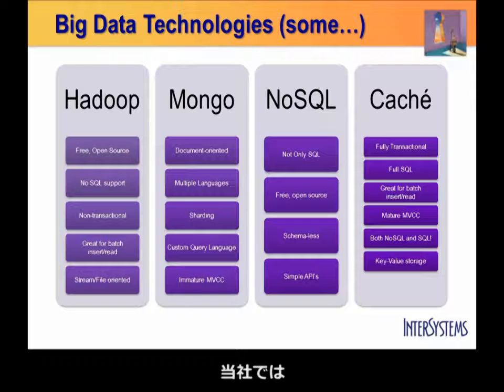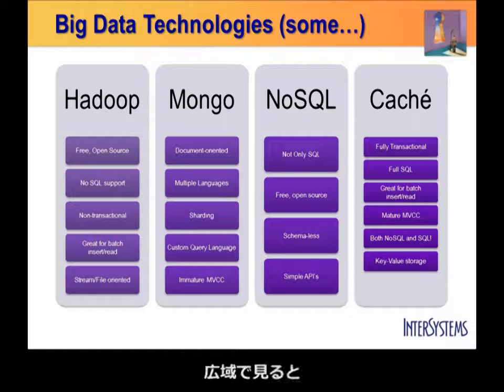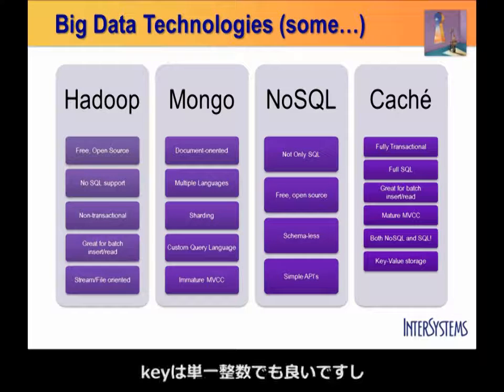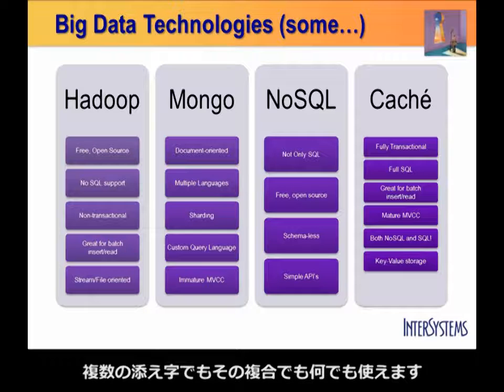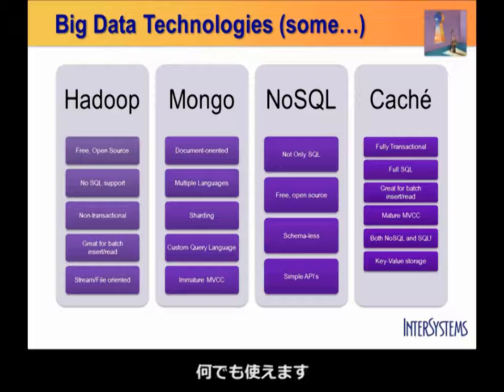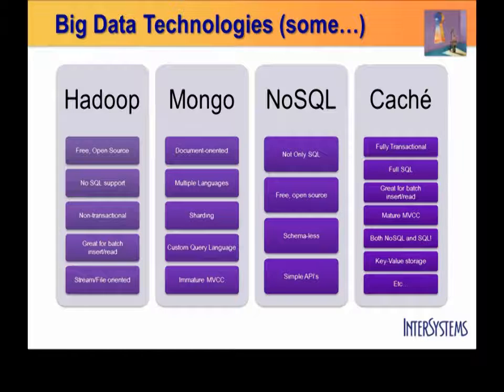We've been doing key value storage for 30 years, okay? Basically, if you look at a global, what is a global? The data is stored as a key and a value. And the key can be a single integer, or it can be many subscripts, or it can be a composite of many subscripts put together, or it could be whatever you want it to be. And the value can be anything, right? It could be a string, could be an integer, it could be a stream, could be whatever you want it to be. So we've been doing key value storage for a really, really long time.